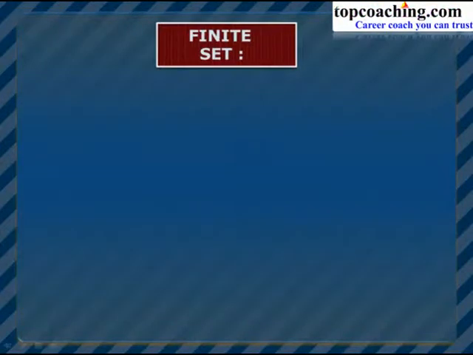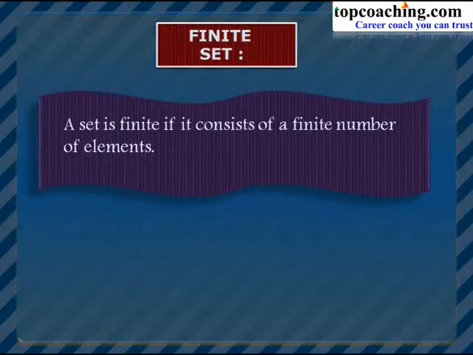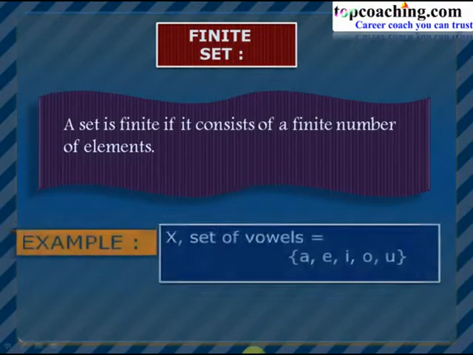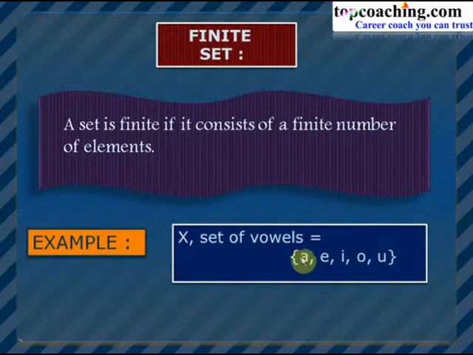Now what is a finite set? A set is finite if it consists of a finite number of elements. So if the number of elements contained in a particular set is finite, finite meaning that which could be counted, then it is known as a finite set. An example could be a set of vowels A, E, I, O, U. Definitely we can count the number of elements contained in this particular set. So A, E, I, O, U, there are 5 elements in this set, and so it is a finite set. So a finite set is a set that consists of a finite number of elements, or the number of elements can be counted.